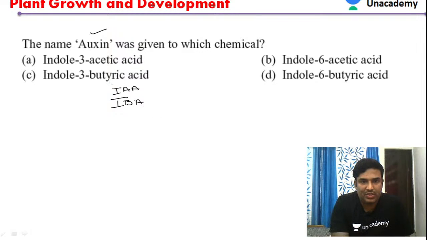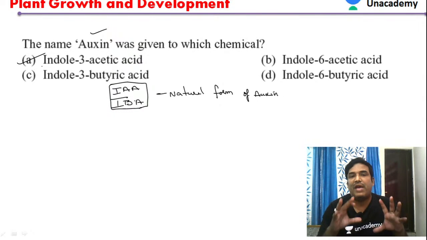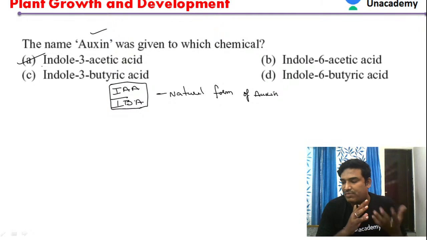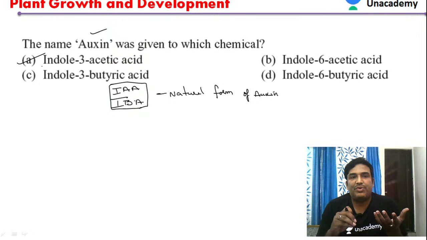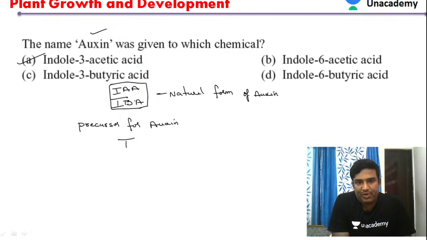These are the two natural forms of auxins. The natural forms of auxins are both indole acetic acid as well as indole butyric acid, but the name auxin was given to indole acetic acid. In multiple choice questions they will ask you which is the precursor for auxins. The precursor for auxin is tryptophan.